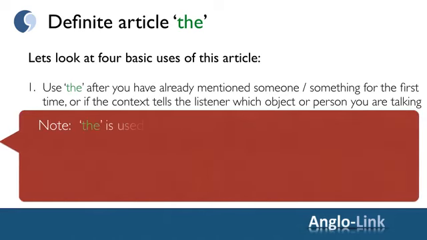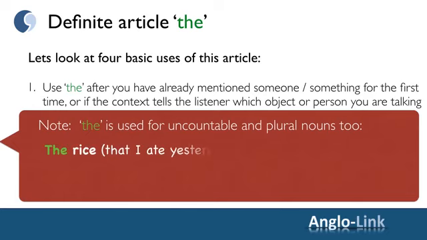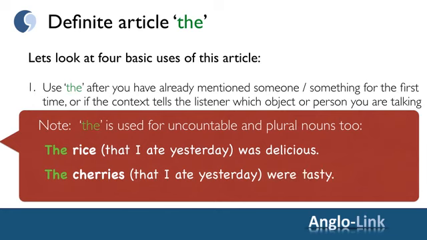Note that the is used for uncountable and plural nouns too. For example, the rice was delicious. That's the rice that you ate yesterday. Or the cherries were tasty. These are the cherries you have already mentioned, the ones that you ate yesterday.